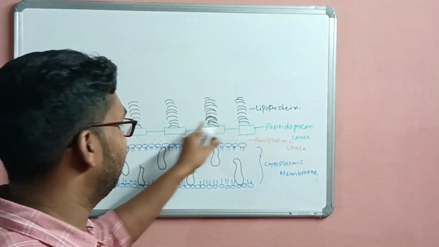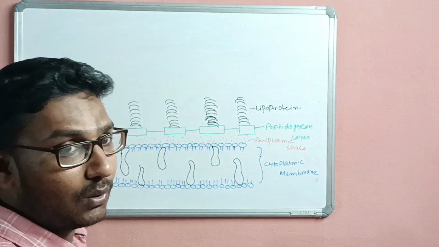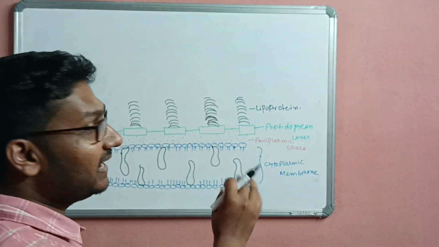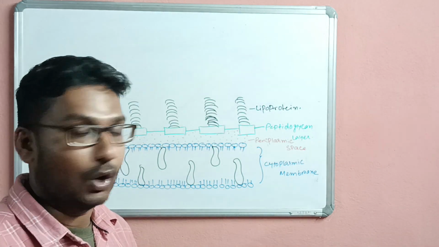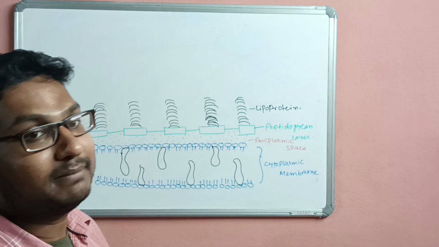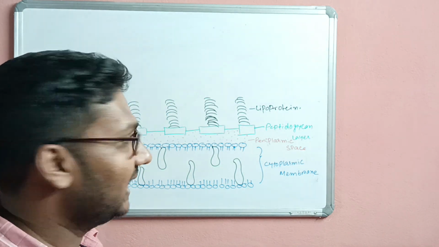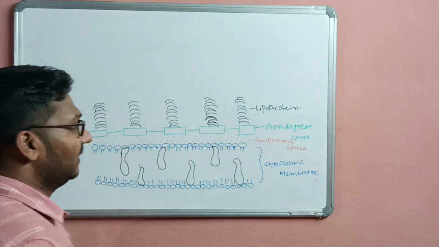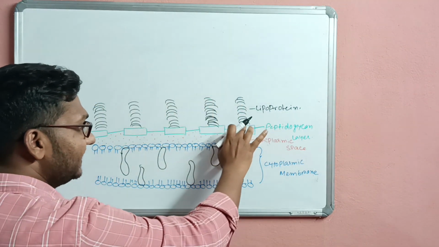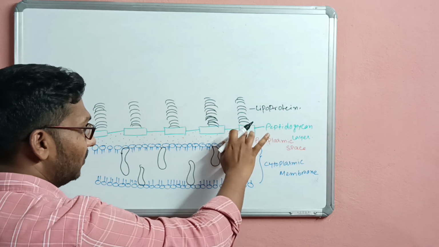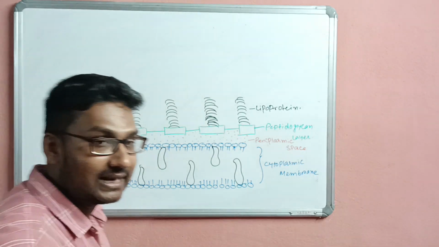The inner portion of the peptidoglycan layer. What is the function? Its main function is to provide stability to the total gram-negative bacterial cell wall. Okay. Here it is present, closely attached with the inside of the peptidoglycan layer.